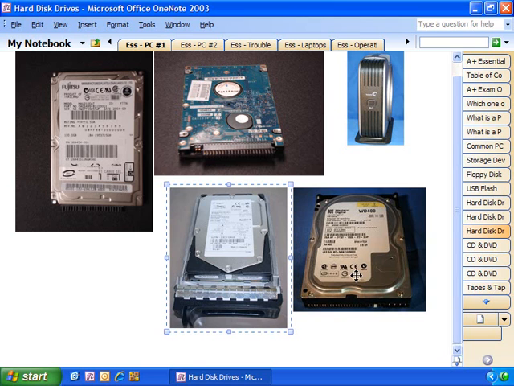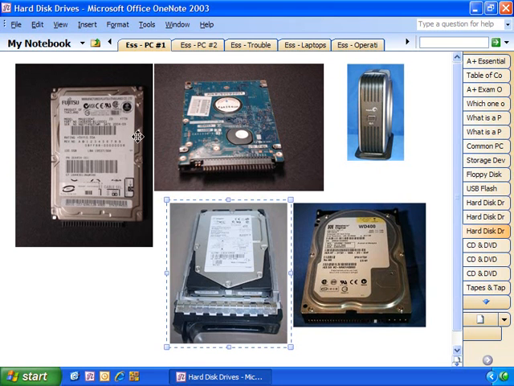But it just goes to show you that you can take this hard drive and you can mount it in a hot swap case, you can mount it in an external case, you can mount it inside the PC directly, or it could be very tiny and it could be inside a laptop or an iPod. So all these different ways of using hard drives are available.